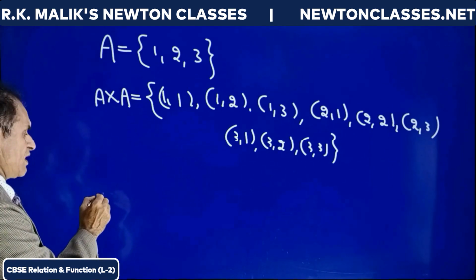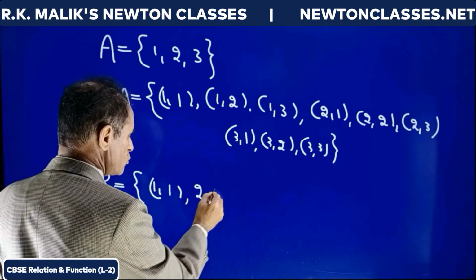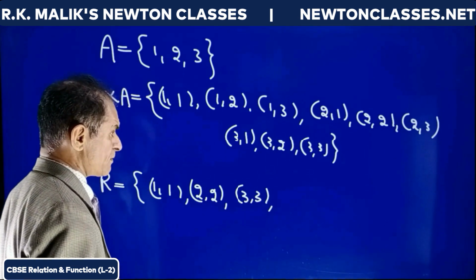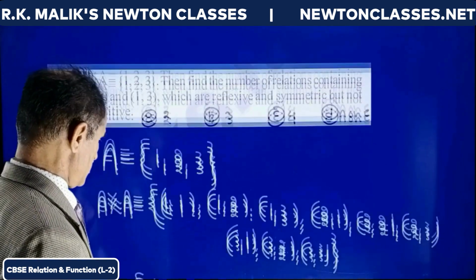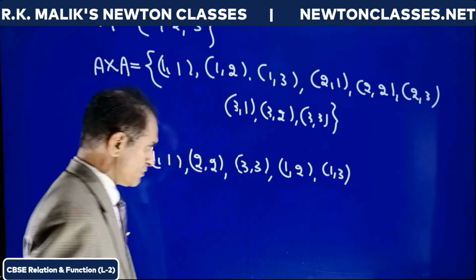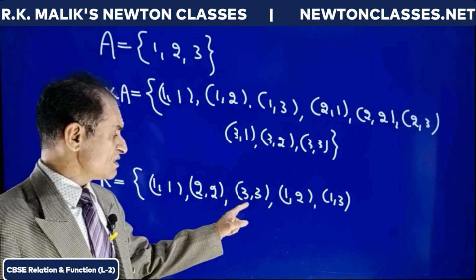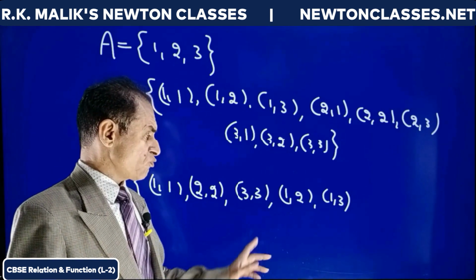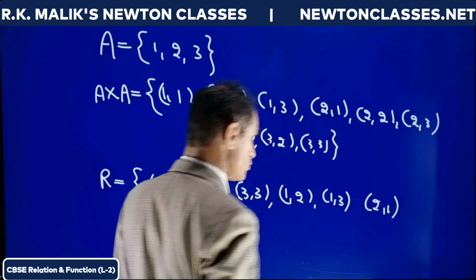First thing, because it should be reflexive, hence in R, (1, 1), (2, 2), (3, 3) must be there. And about (1, 2) and (1, 3), he has already told us that they should be there. Hence, I have included (1, 2) and (1, 3) also. And now we have to discuss the remaining ordered pairs. And once we have added these three, the relation has become reflexive. And because I want the relation to be symmetric also, once I have included (1, 2), (2, 1) will have to be included.